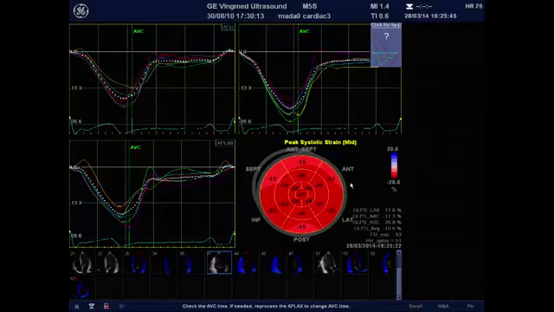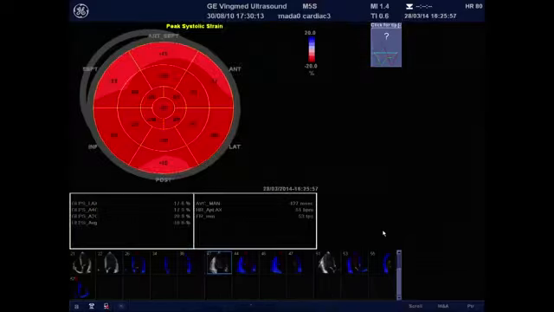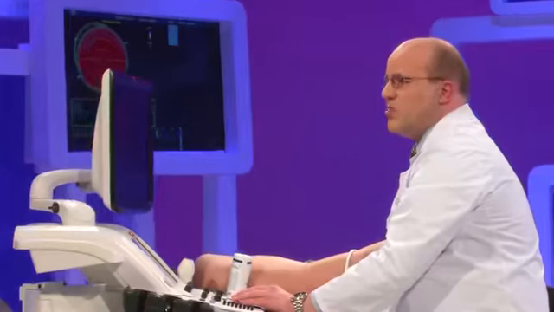By just looking at the colors and the end systolic values, you can estimate that this is a normal heart. You can also look at the global strain values, and when you look at the global strain values, which are minus 18.6 in this case, you also see that this heart has a normal global function.